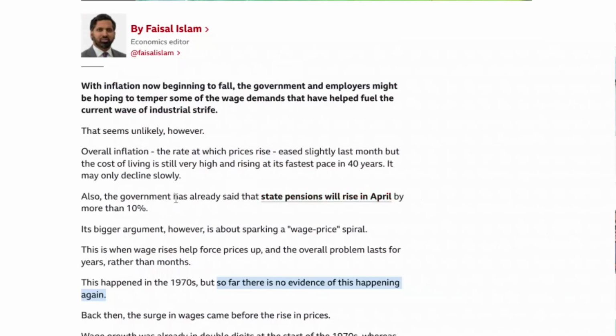Well, the UK has already said that the government is going to raise the state pension by 10%, and that will happen in April. But the biggest question is, is the wage spiral going to be a long-term fix? Well, we could potentially see this problem lasting years rather than months because of just how devastating a wage spiral can be. It happened in the 70s, but so far there's no evidence of this happening again.